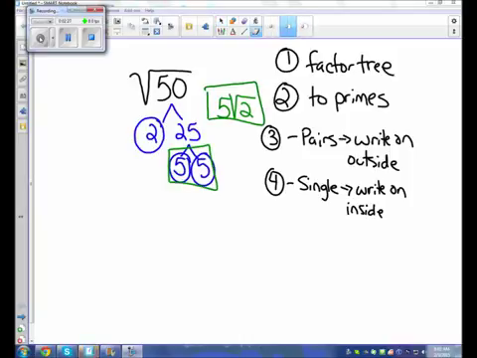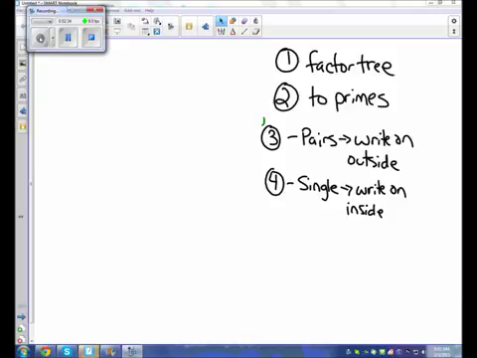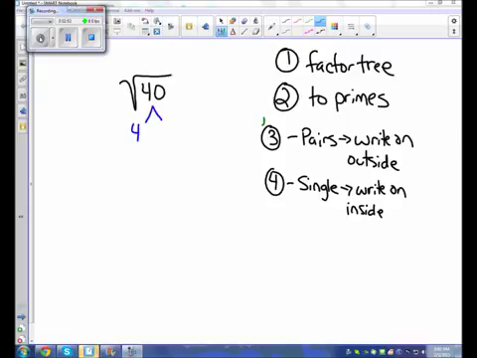So we're going to do one more example. So I'm going to erase this. Okay? And let's do the square root of 40. Okay, the square root of 40. So I'm looking for two things. I'm going to make a factor tree. Okay, I check it. It's not a perfect square. So two things that I can multiply might be 4 times 10. If you said 8 times 5, that's okay too.